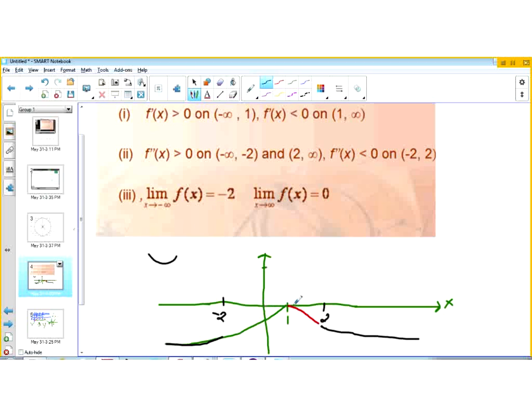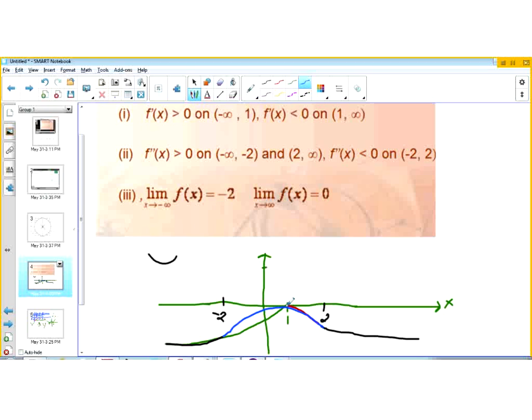All right. And then the second derivative is less than 0 from -2 to 2. Okay, so that would have to be, yeah, something like this, perhaps. Okay. Oh, we can't have that.